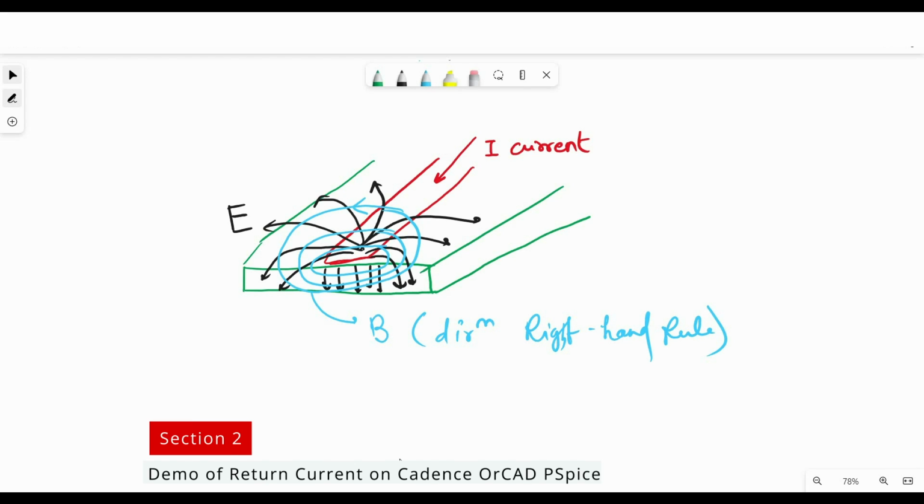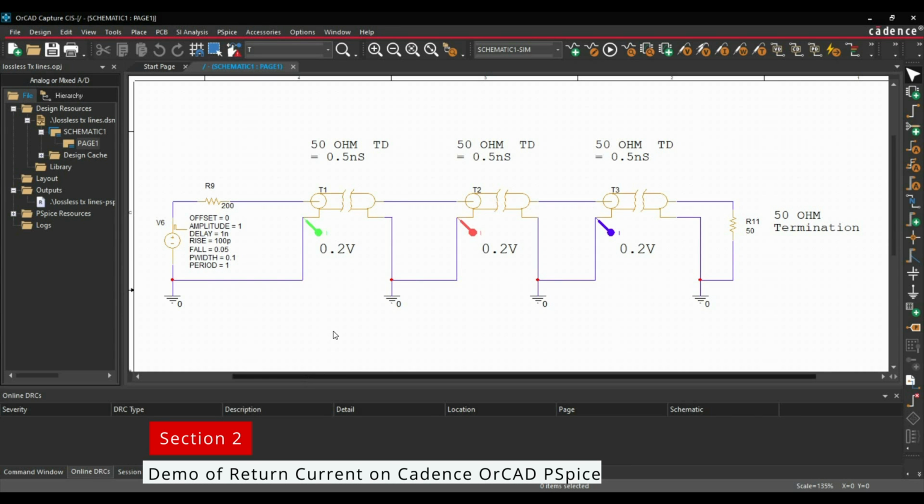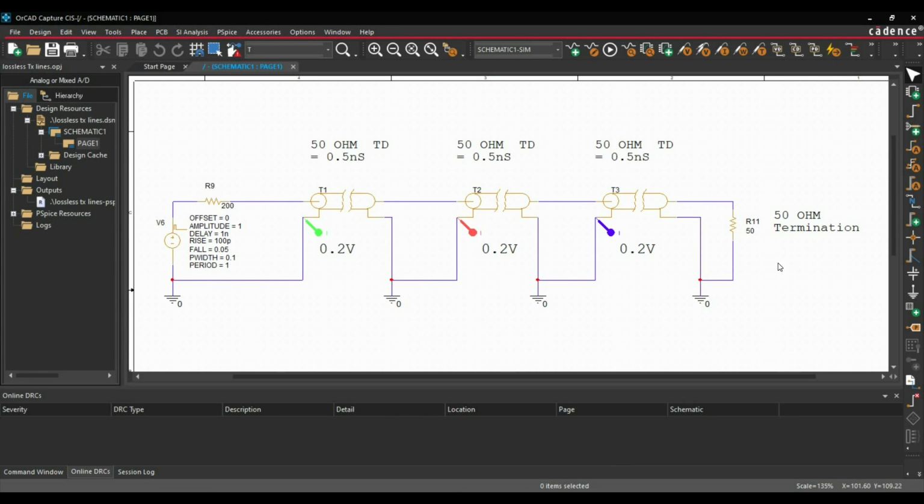Let's see a quick demo on PSpice. For that, open OrCAD Capture. And here I've created a PSpice model of a transmission line where I'm using 3 transmission lines of 50 ohm characteristic impedance and 0.5 nanosecond time delay. I'm terminating those transmission lines with a 50 ohm resistor.